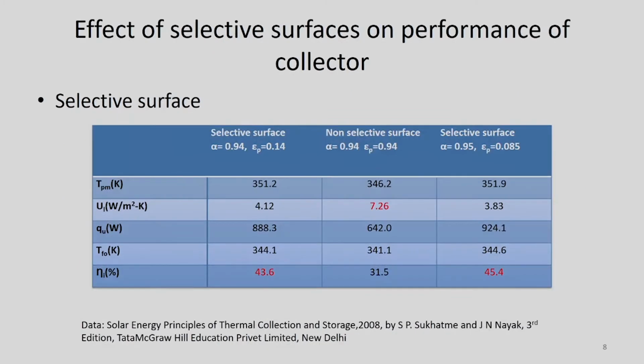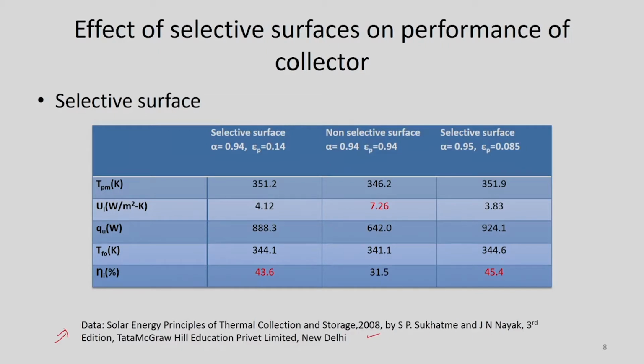Now let us see the effect of these selective surfaces. Once we apply them on the absorber plate, what happens, what benefit are we getting? That will be demonstrated now. This data is from experimental observations taken from a book on solar energy, principles of thermal collection and storage, written by Sukhatme and Nayak.